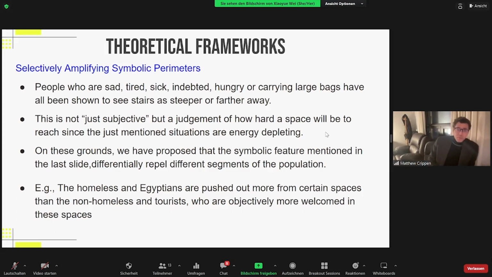On these grounds, we've proposed in other work that symbolic features such as those we just described on the last slide can differentially repel segments of the population. For example, we've shown this in the case of homeless populations and people in Egypt, who are pushed out of certain spaces more than non-homeless people and tourists. We would add that when homeless people are pushed out of these spaces, they're actually objectively less welcomed, and likewise for Egyptians. So again, these are not merely subjective things in people's heads. These are actually objective things going on in space.